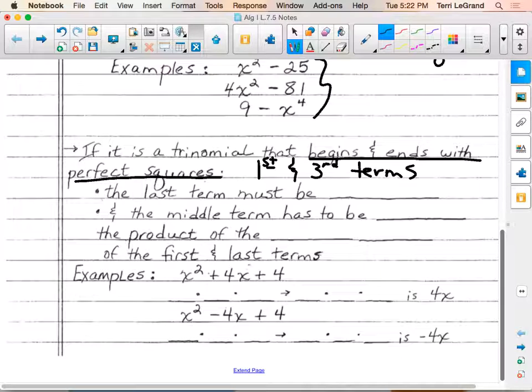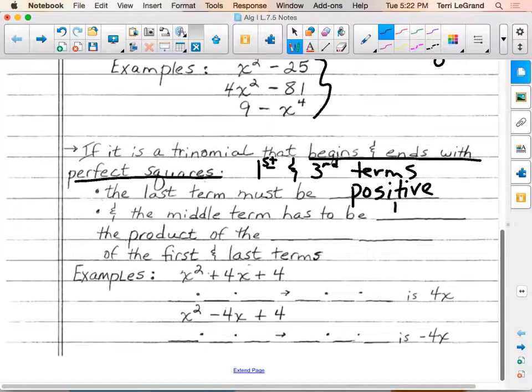Well, the last term: not only do the first and third terms have to be perfect squares, but that third term, that last term, must also be positive. So when it's written, we should have that last term showing as a positive. And the middle term, we haven't talked about that second term yet. The middle term has some restrictions.